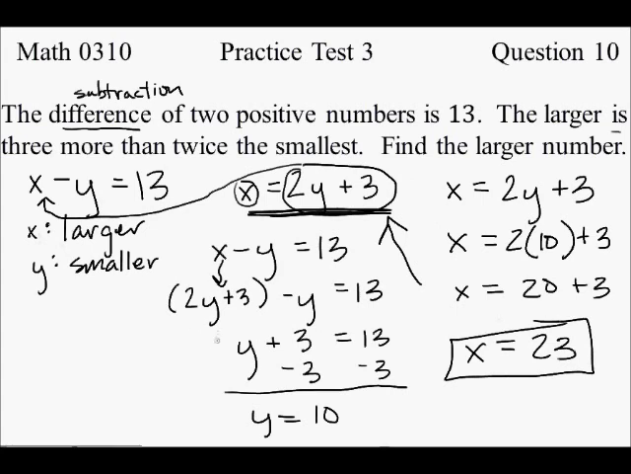And we look at the answer choices, and they have ranges of things here, and we see that answer choice C has the larger number is between 20 and 25. 23 is between 20 and 25, so C is our answer there.